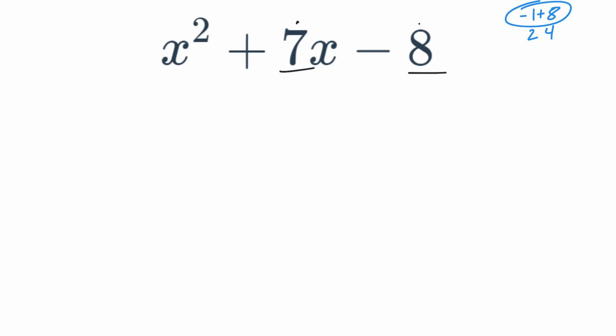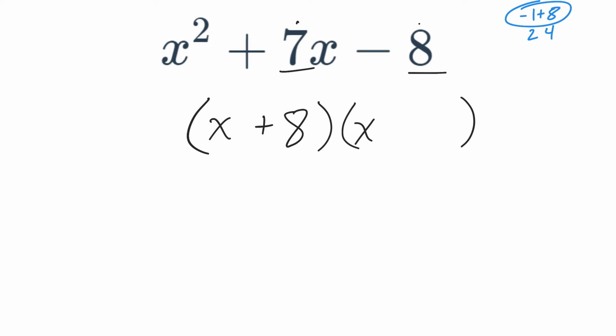So what I'm going to do is split this into two binomials. Remember, the x's get split to each one in the front. And the factors of 8, again, the order doesn't matter on this. I can put the plus 8 in front and the minus 1 in back, or vice versa, just as long as the negative sign is attached to the 1 and the positive sign is attached to the 8.